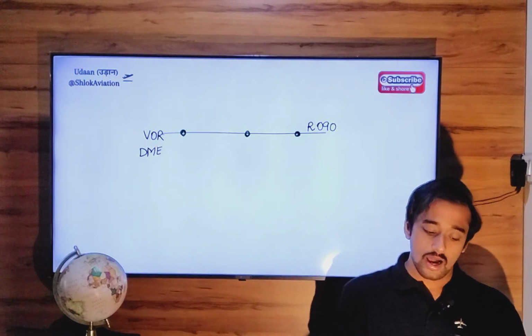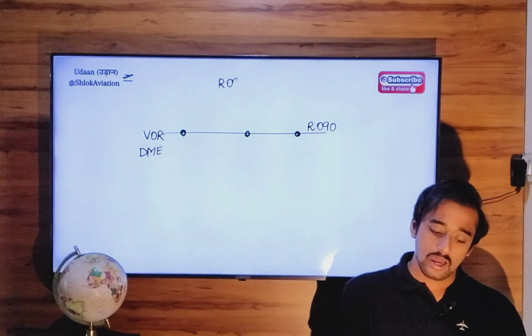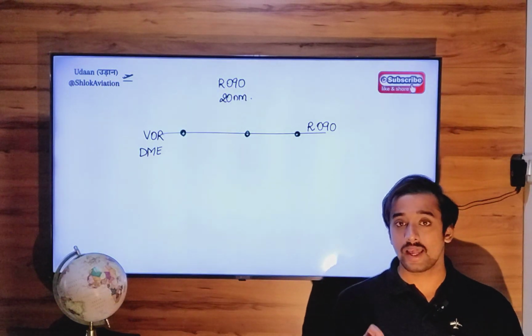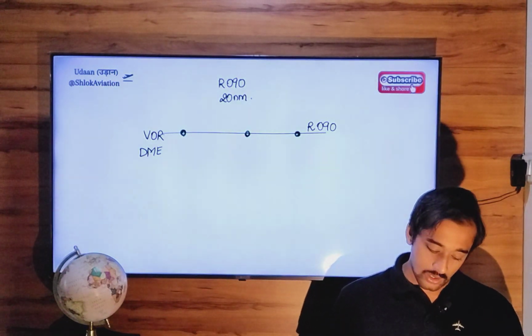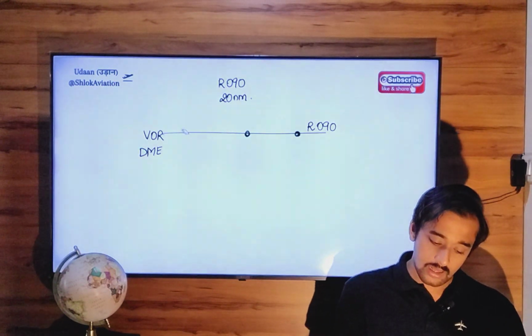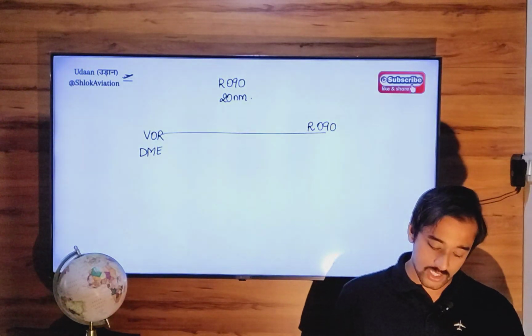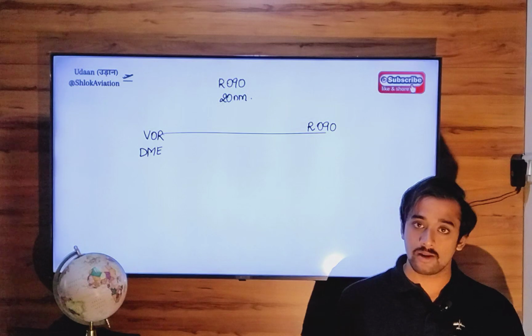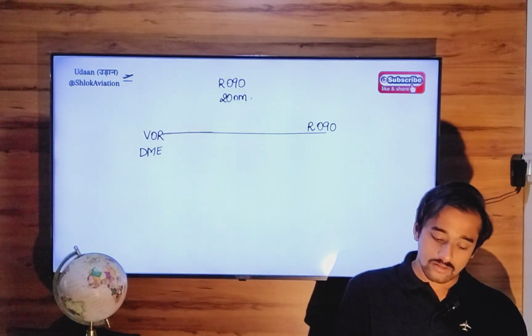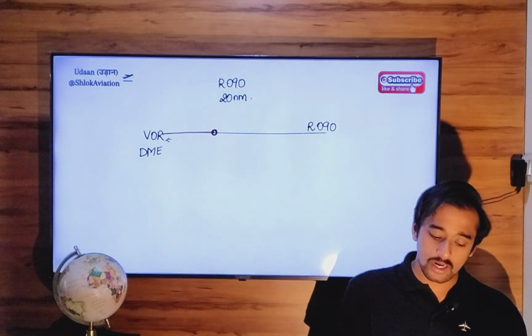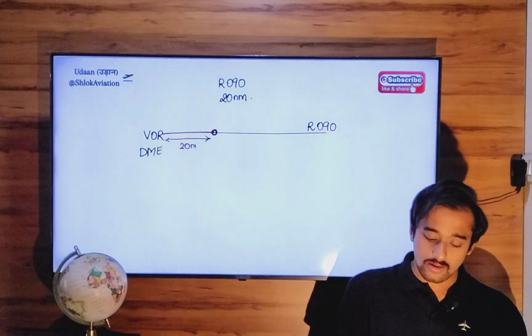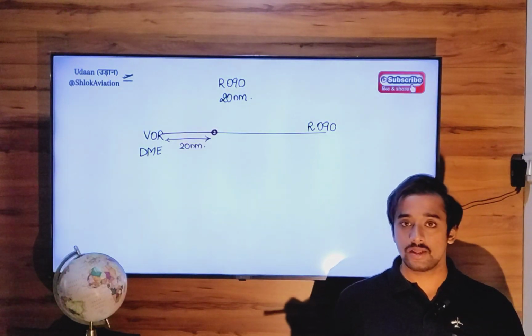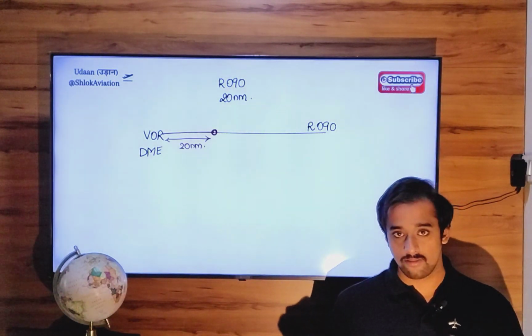So if I say I am on radial 090 at a distance of 20 nautical miles, with this I can plot an accurate position. Radial 090, which is this in front of you, and a distance of 20 nautical miles from the station. So this is your accurate position. Okay, so area navigation is more accurate than dead reckoning navigation.